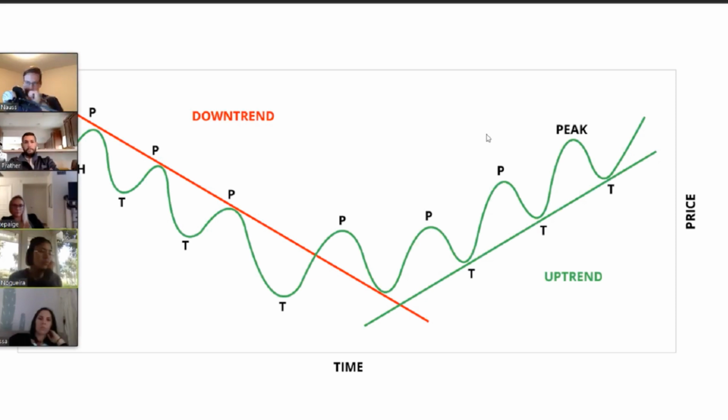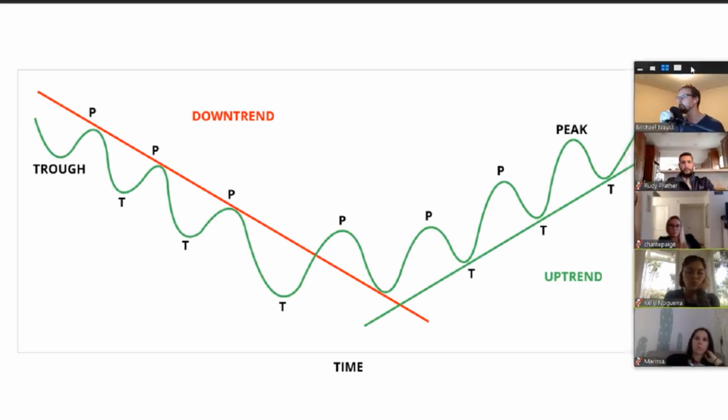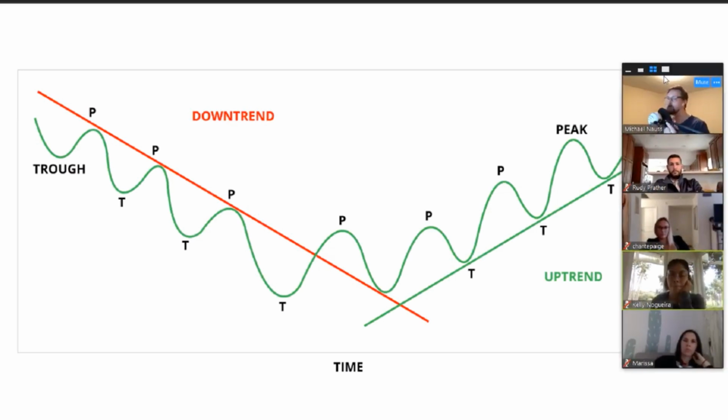So here is just a simple chart of essentially defining what a trend is. I'm going to move us a little bit over to this side to start with. This chart just starts in a downtrend. And essentially how we define a trend is with higher highs and higher lows, and lower highs and lower lows, which essentially just means the peaks and the troughs of the chart.